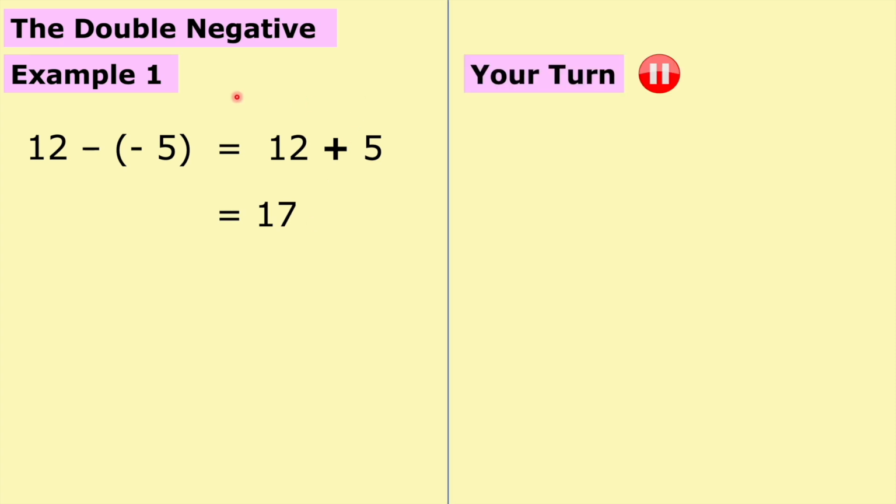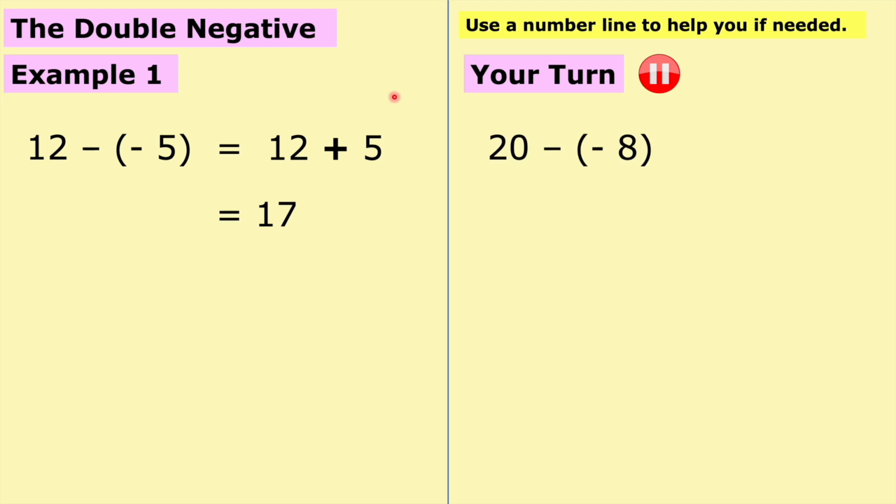So using that example, writing down your question, changing it to an addition, and then answering your question, can you follow that example carefully? And you can use your number line to help you if you want. Absolutely fine. Can you please calculate 20 subtract negative 8?